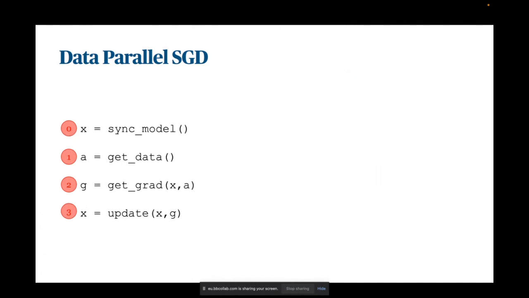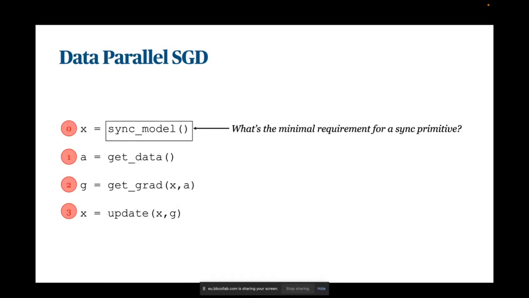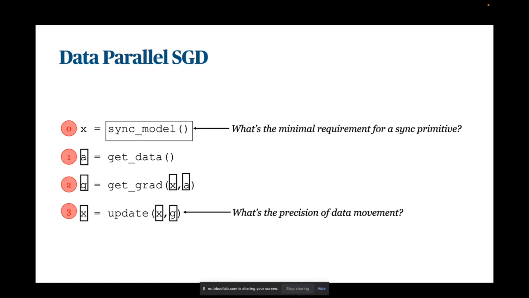So if you think about this algorithm, we have been interested in understanding three different questions. The first one: if you look at this communication primitive, how can we make it weaker? What is the minimal requirement for a synchronization primitive that gives you the same convergence behavior from SGD? The second question: every time I move my data between these different players, what is the precision of data movement that I need to achieve convergence? Here we have three different data artifacts: the data, the gradient, and the model. Every time you move each piece of data between different workers, what precision do you need?